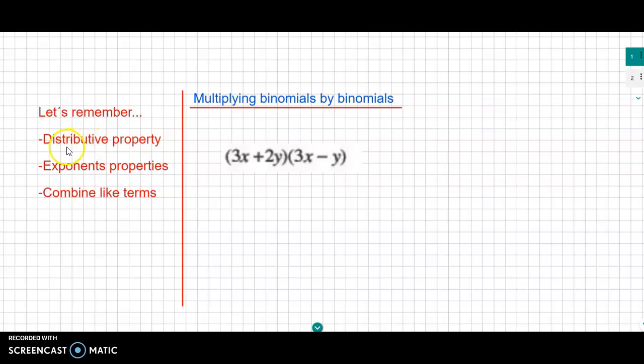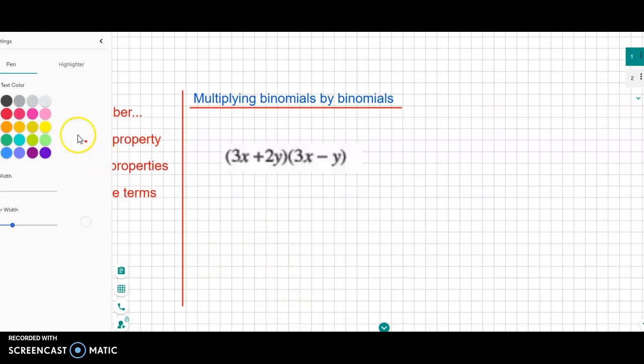So we will keep in mind the distributive property and also the exponent properties. Remember that when we multiply variables, we add exponents, and when we divide variables, we subtract exponents. But here we're going to use the multiplication properties of exponents. And finally, once we use the distributive property and apply the exponent properties, we need to check if we have like terms. So they should be combined, as usual.